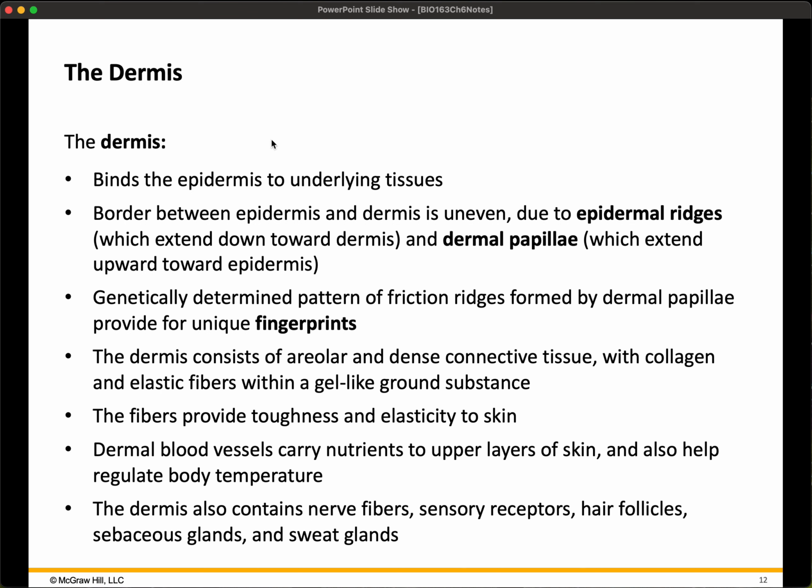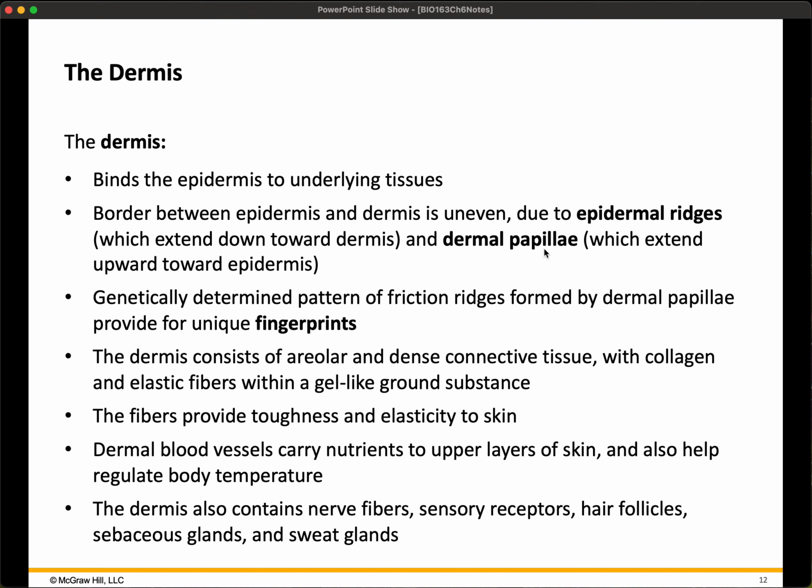All right, deep to the epidermis, we have the dermis. The dermis is binding that epidermis to the underlying tissues, muscles and bones, things like that. That border between the two is uneven because you have the dermal papillae, extending upward from the dermis into the epidermis. Something I haven't really mentioned yet: the things that they interlock with are the epidermal ridges.